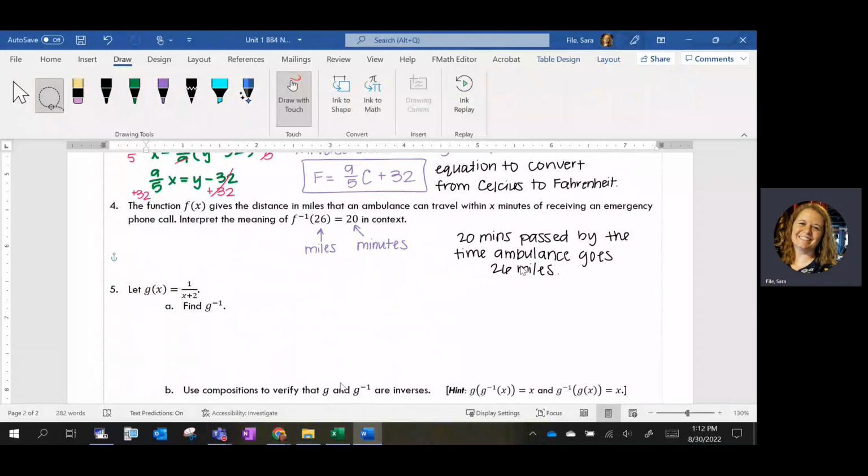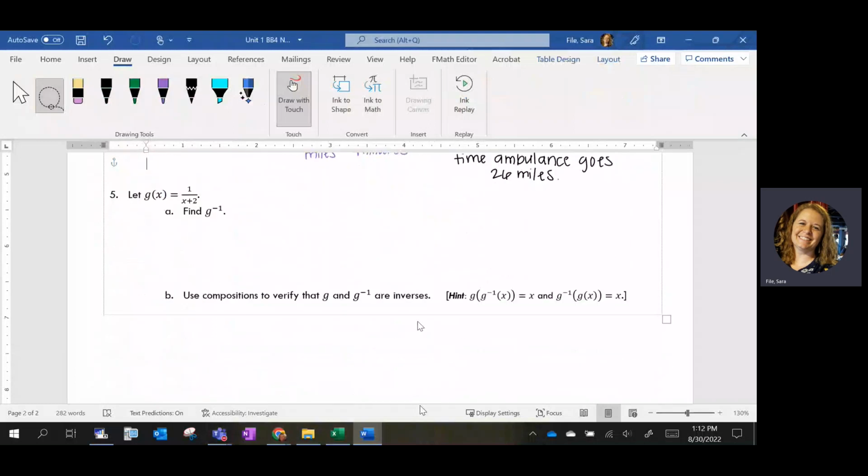All right, and then last but not least, you were asked to find the inverse of g of x, this rational equation. And then you were asked in part B to confirm that they're inverses using compositions. Okay, so do y'all remember compositions from Algebra 2? That's what we're going to be doing next. That's our next lesson, going back into review of composition functions. So this is kind of leading into that.